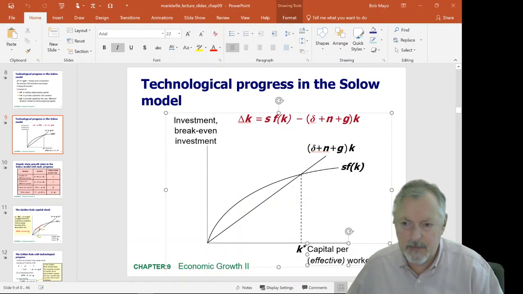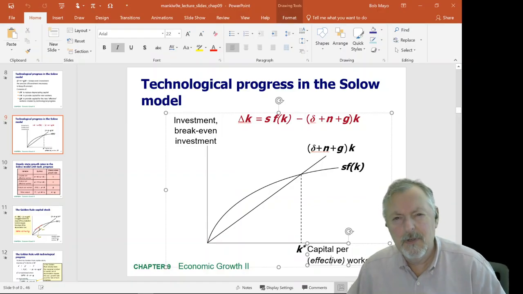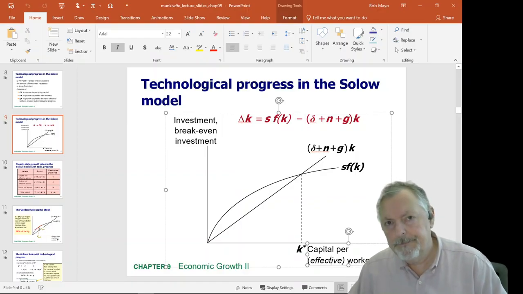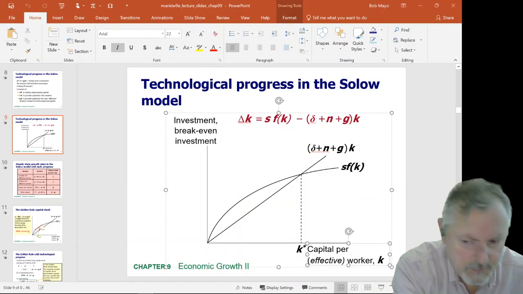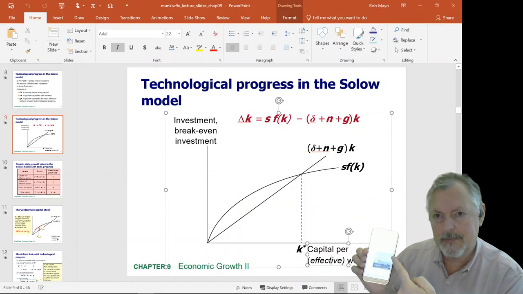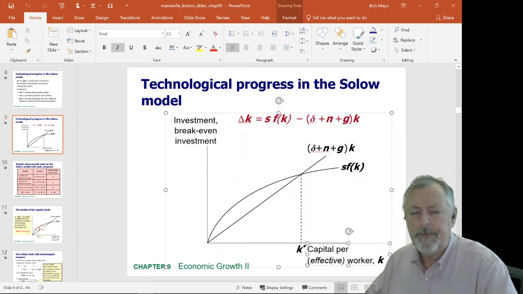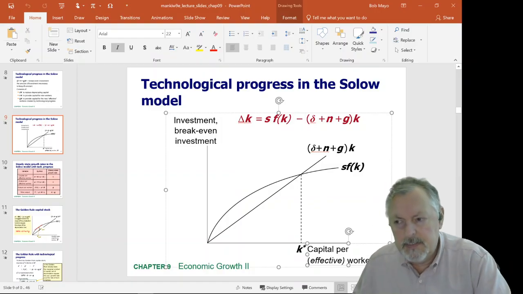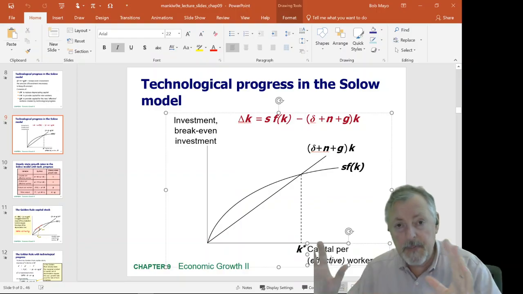Now, what is g? What is the growth rate of effectiveness of workers? That's technology. In econ, technology has a particular meaning. In normal English, technology means, well, stuff like this, or like the computer that you're watching this on, or biotech, or whatever. In econ, technology is usually defined as, imagine all the things in an economy.